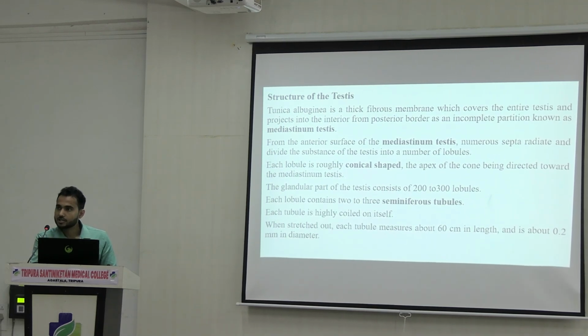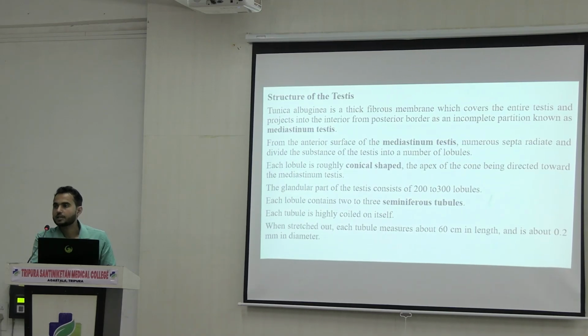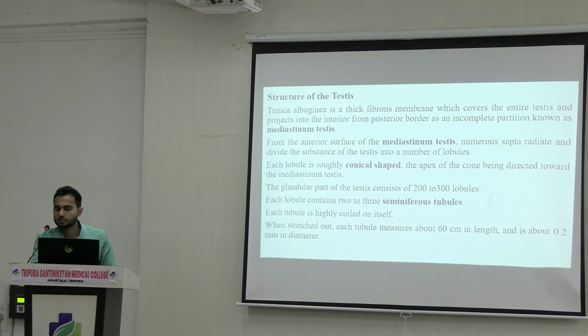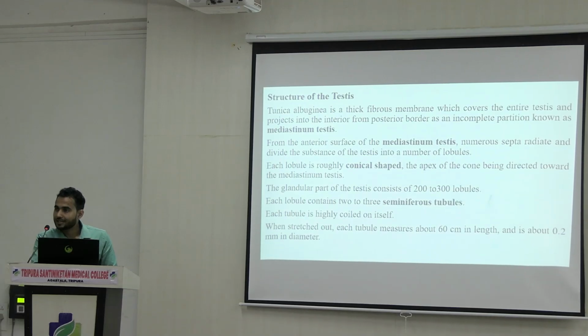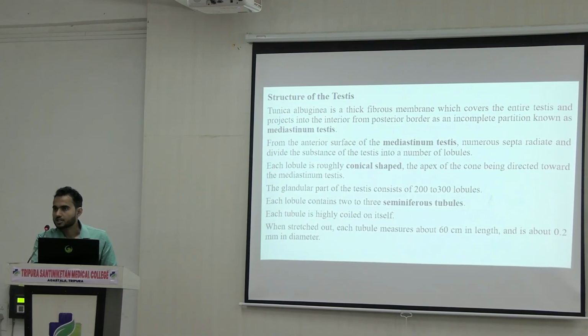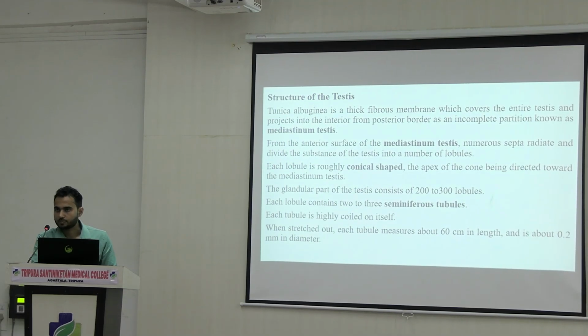Now, from the anterior surface of the mediastinum testis, numerous septa will radiate and will divide the testis into various lobules. Approximately 200 to 300 lobules are present inside the testis. Now, if you take each particular lobule, what is the shape? It is conical in shape, and the apex is directed towards the mediastinum testis.